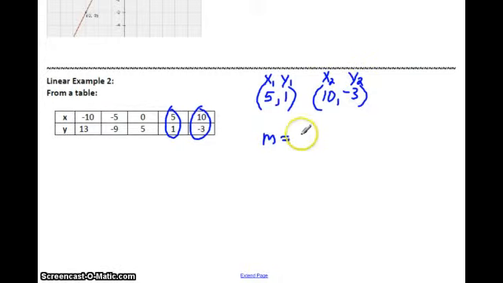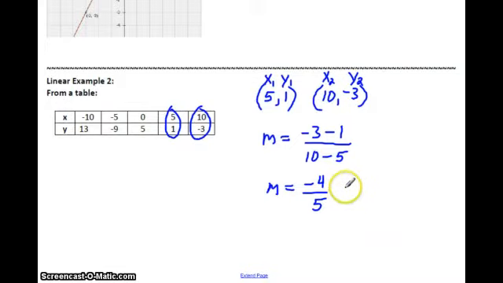It's going to be negative 3 minus 1 over 10 minus 5. Negative 3 minus 1 is negative 4. 10 minus 5 is 5. So my slope is negative 4/5, and that's also my average rate of change. With lines, it's that easy. Just find the slope, something you've been doing for a couple of years now.